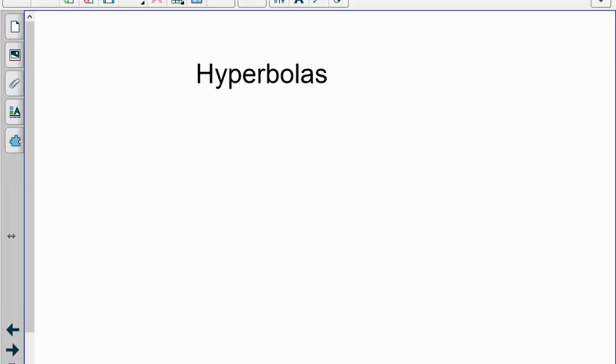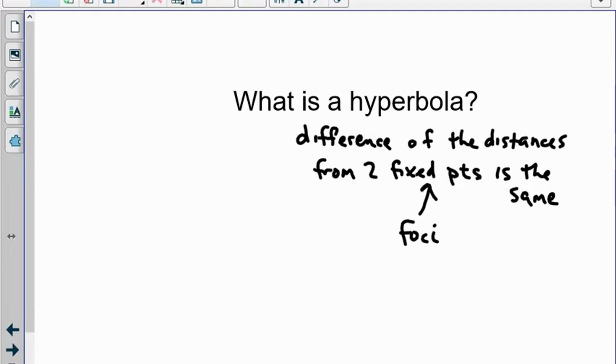The next lesson is on hyperbolas. Hyperbolas and ellipses share some similar traits, but they also have a lot that are different. So we will explore those in this lesson as well.